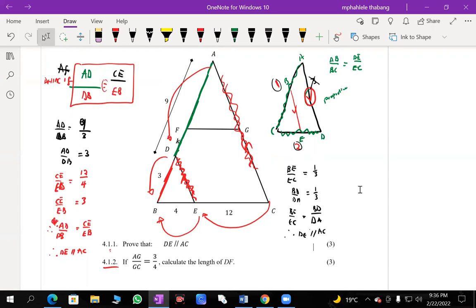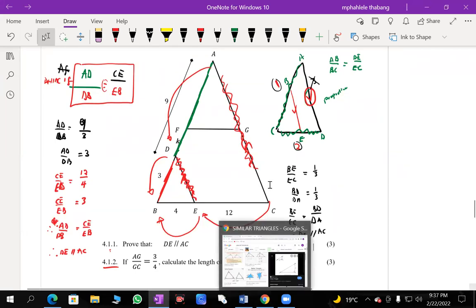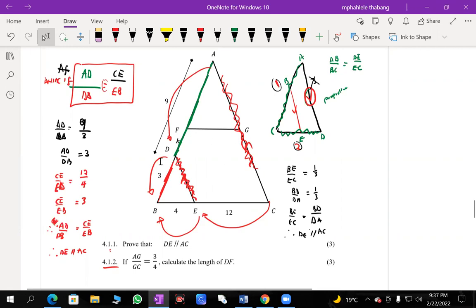Maybe in the long run in your studies, you need to know these reasons. Like the tan chord theorem. You guys just say tan chord theorem. You need to know the theorem in full: the angle between a tangent and a chord is equal to the angle in the alternate segment. You need to know these theorems in full. If a line is drawn parallel to one side of a triangle, it divides the other sides in proportion. I agree with you, you got your 3 marks.